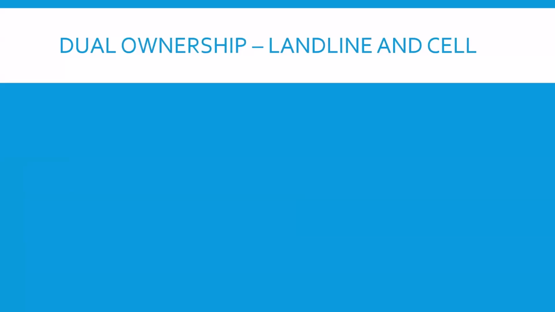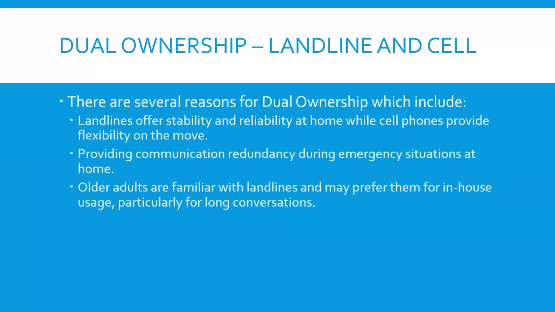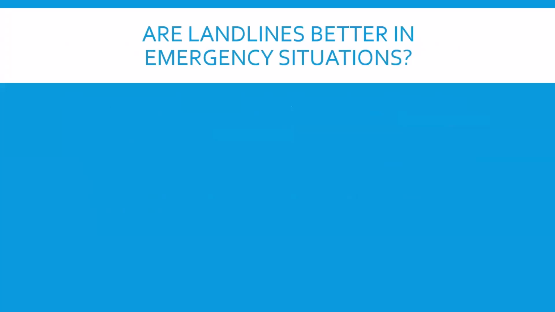Now, what about dual ownership, where you have a landline and a cell? Well, there are several reasons for dual ownership, which include landlines offer stability and reliability at home, while cell phones provide flexibility on the move. And providing communication redundancy during emergency situations at home is a good benefit. And then older adults are familiar with landlines and may prefer them for in-house usage, particularly for long conversations.